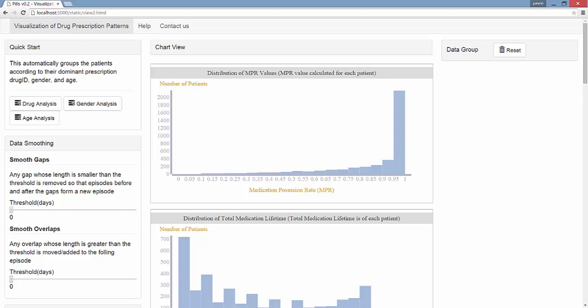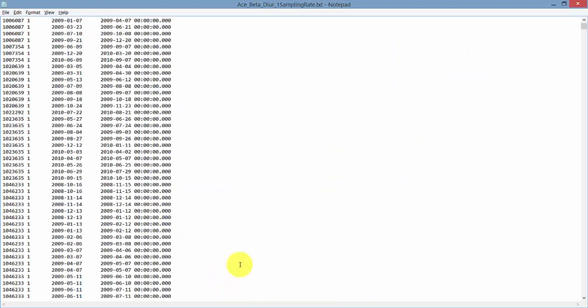When a patient is prescribed a drug, let's say for 90 days, the patient is supposed to refill the drug once it's over, that is, after 90 days. If you look at the data, the patient was prescribed from January 7th to April 7th, but they refilled it even before it was over. So there is an overlap.